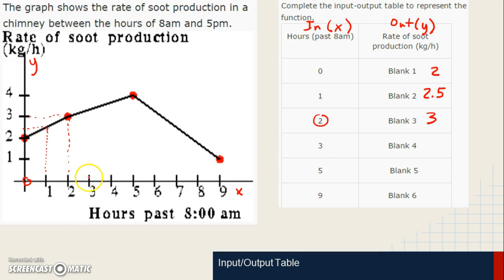At 3, what is the output? Looks like it's just above 3, so we're going to go ahead and put in 3.2. At 5, what is the output? Looks like the output is 4. And then the last one, at 9, what is the output? Looks like the output is 1. So, fairly straightforward. Gives us the x value, find the y value on the line.